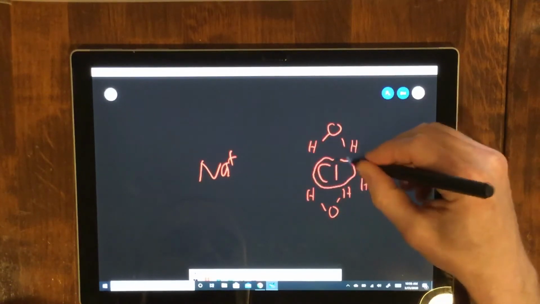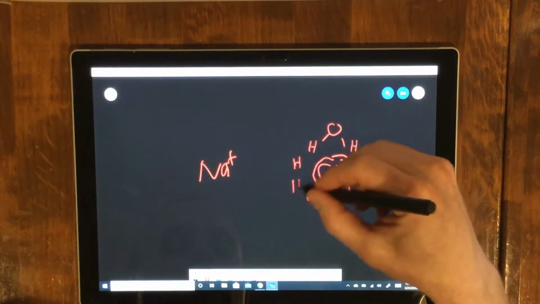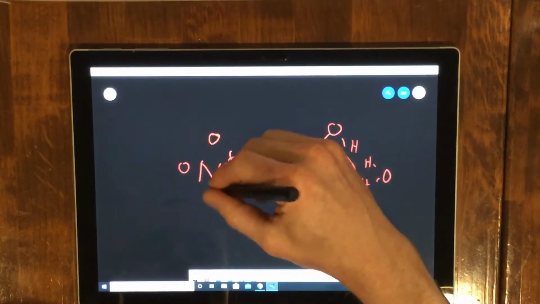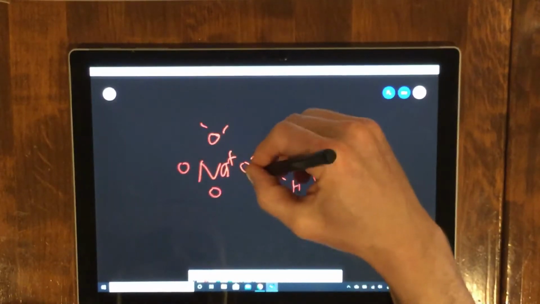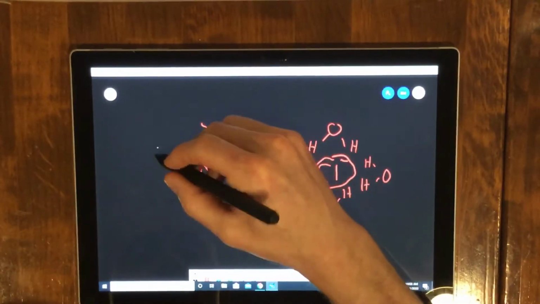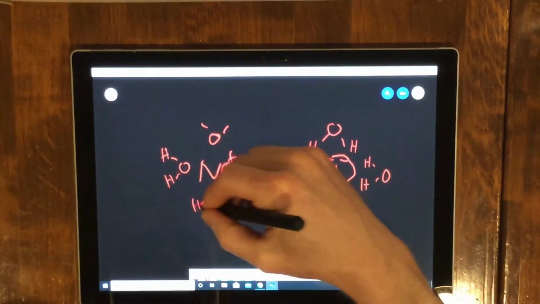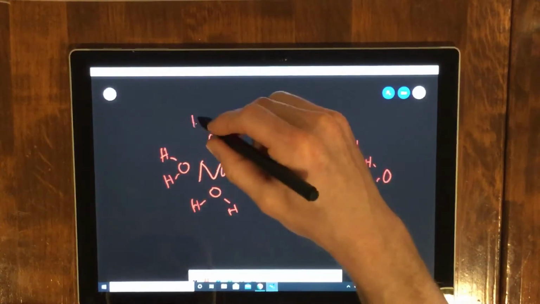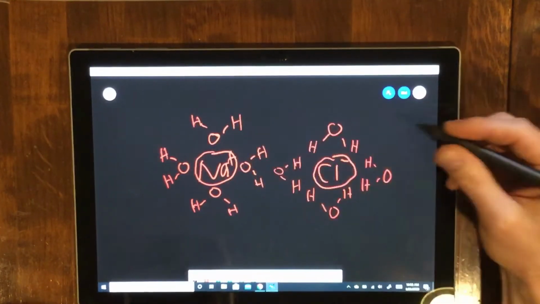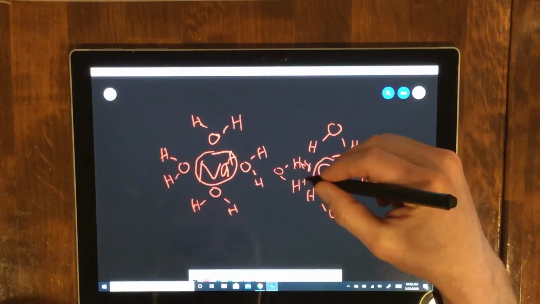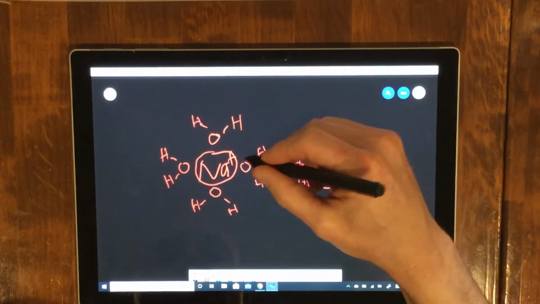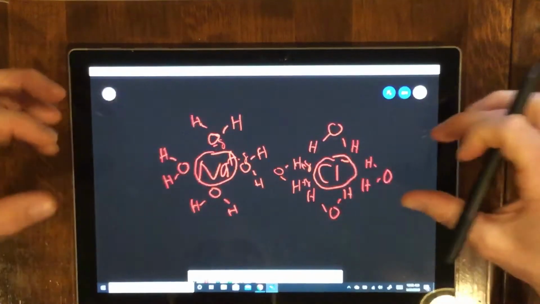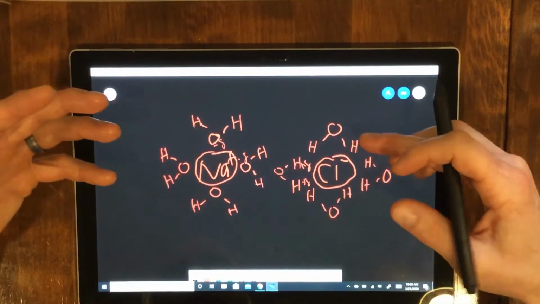Let me circle that here. And then all the oxygens are going to surround Na+. H, H, H, H, H, H, H, H. So all the partial positive hydrogens are attracted to the Cl-, and all the partial negative oxygens are attracted to Na+. So the water rips apart the salt crystal, therefore it dissolves.